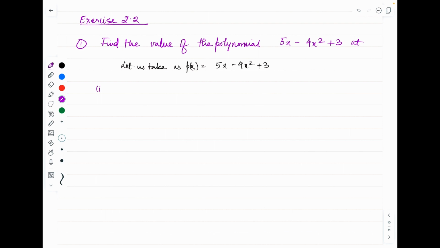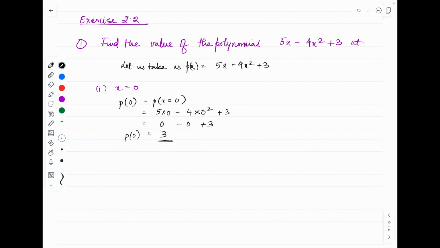First part is x equals to 0. In the starting of the chapter only I told how to find the value. x equals to 0 means we have to find p of 0. Now instead of x we are putting 0: 5 into 0 minus 4 into 0 square plus 3. 5 into 0 is 0, 4 into 0 square is 0, plus 3. So we are getting p of 0 equals to 3. This is the answer.